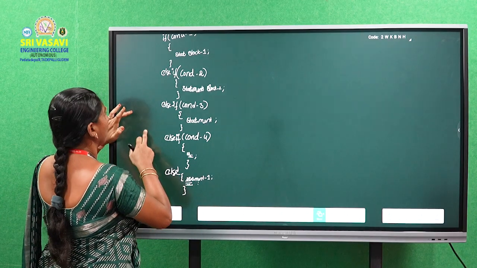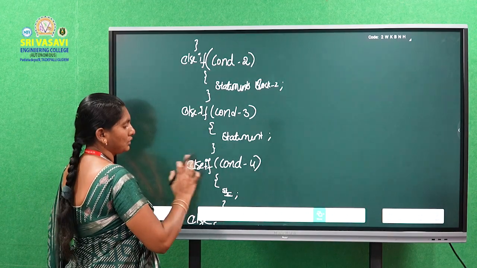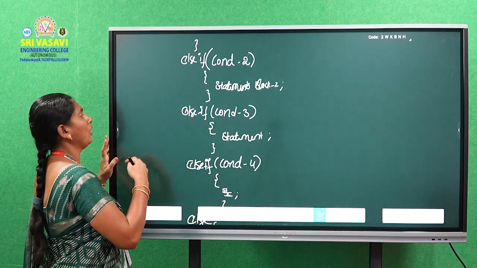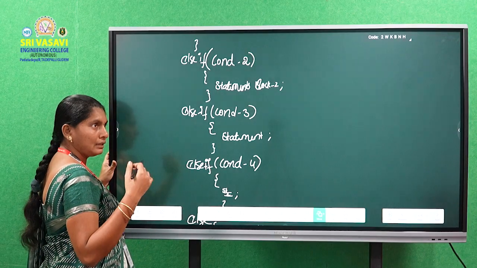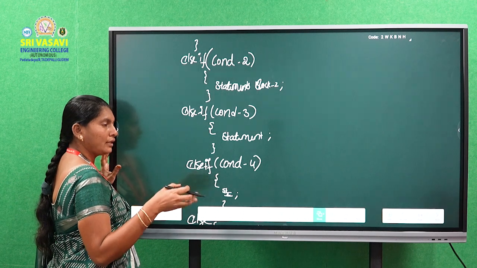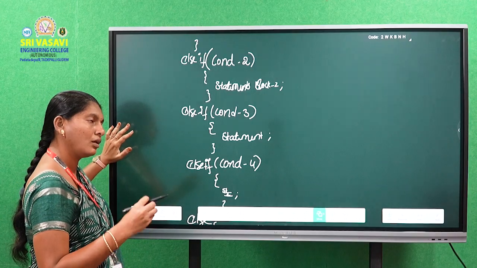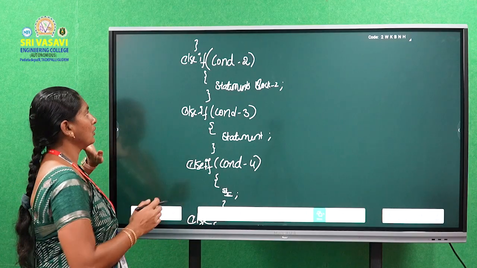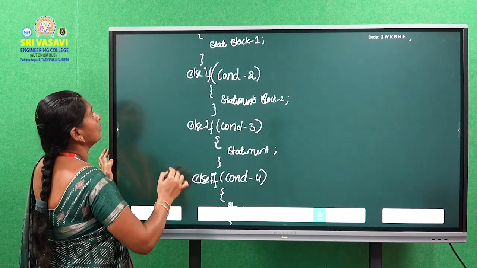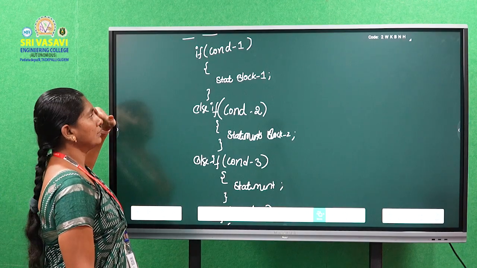If I want to check two or more conditions, then it is easy to write the program using else if. If you want, you can write that using nested if, or nested if else, or else if ladder. So this is the way we will use else if ladder.